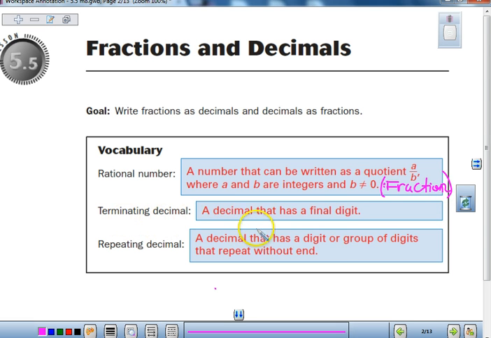A terminating decimal is a decimal that ends. It has a final digit. So this is one that will end. 0.5, 0.25, 3.75, those are all terminating decimals.